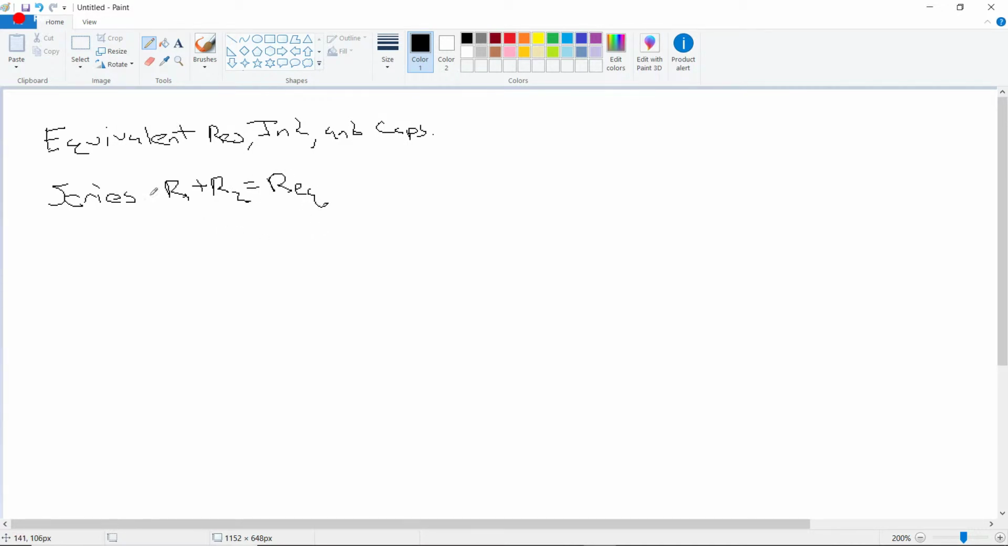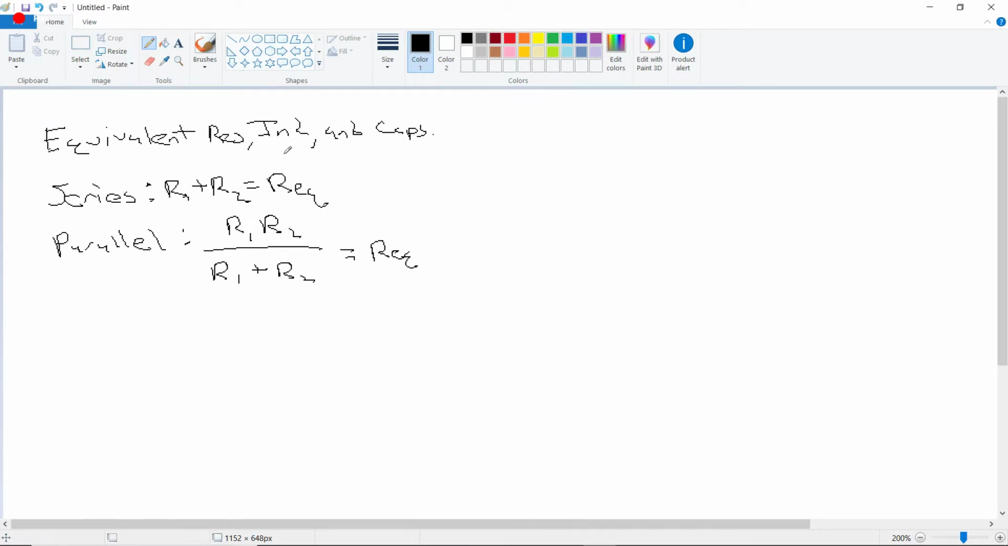And then there's the formula for parallel resistors, but I prefer to remember the simplified one, where if they're in parallel, the equivalent resistance is R1 times R2 all over R1 plus R2. Okay, good. So you guys should remember these formulas, and they're pretty simple to be honest.